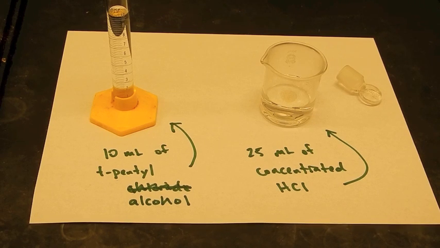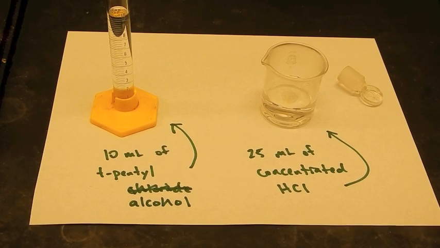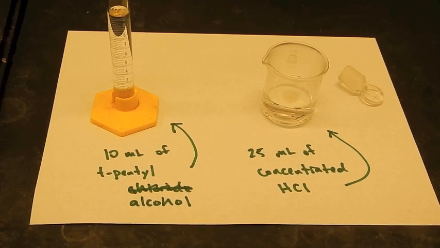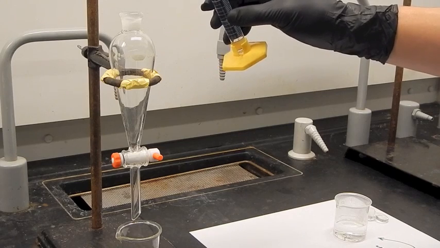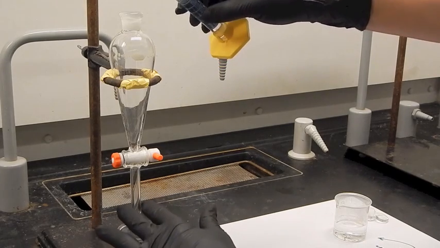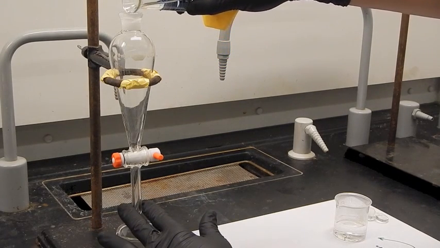So I've prepared my 10 milliliters of t-Pentyl alcohol and 25 milliliters of concentrated HCl. Now I'm ready to add my t-Pentyl alcohol and my concentrated HCl to my separation funnel.